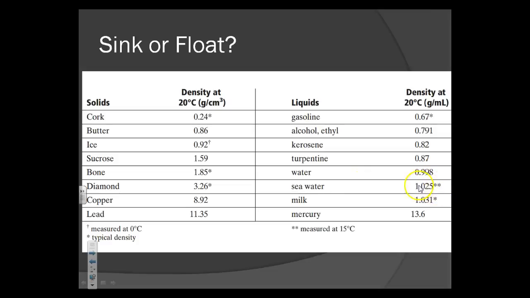Seawater is more dense than regular water, and the more salt something has, the more dense it becomes. And here's that mercury. You can see mercury as a liquid has a higher density than lead. Now, density is temperature specific, so you'll see here they're telling you what temperature we measured the density at. When we increase the temperature, the particles tend to move a little further apart, and it will change that density.